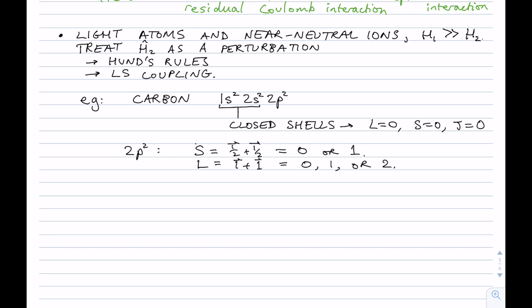The thing is that the wave function for carbon has got to be anti-symmetrized, right? If we have spin equals 1, that means that the electrons both have spin in the same direction. So that's a symmetrized wave function. And so in order to have an anti-symmetric total wave function, it means that the orbital part has to be anti-symmetric. And so that means we can only have S equals 1 if we have L equals 1.